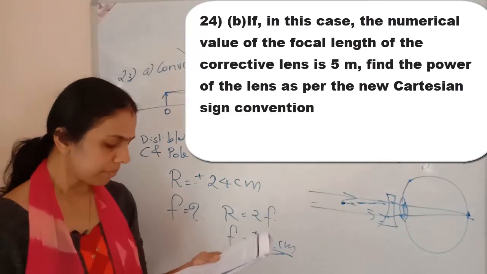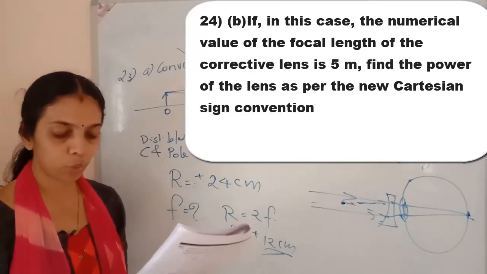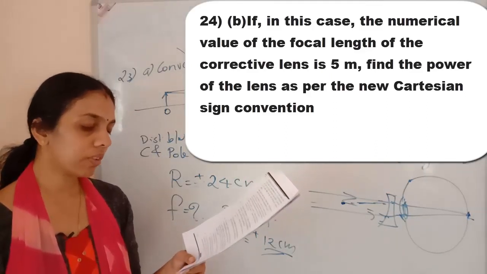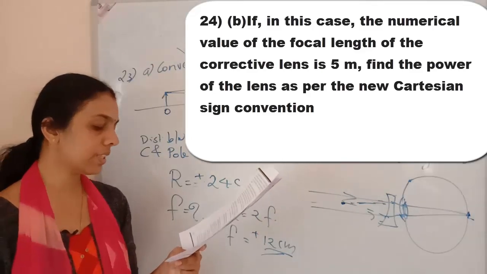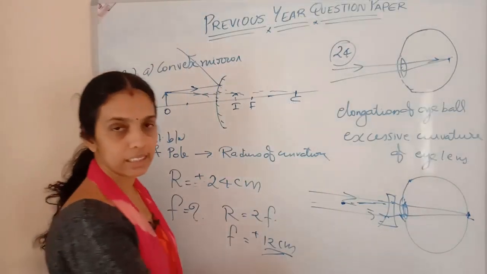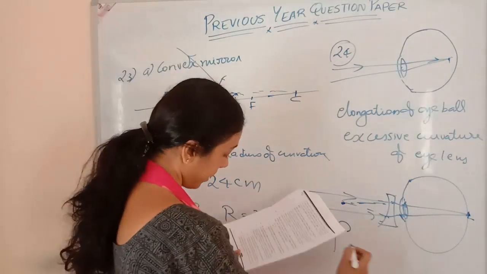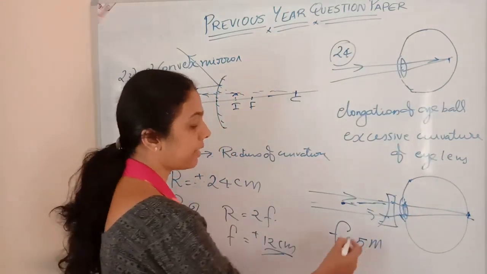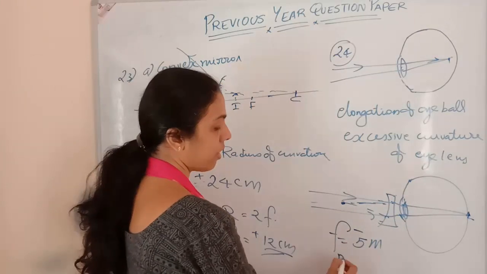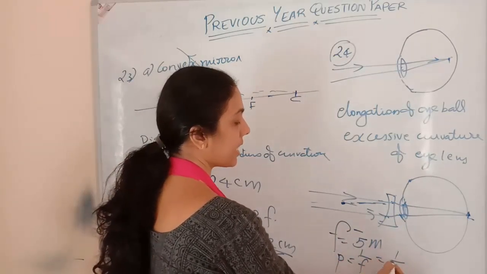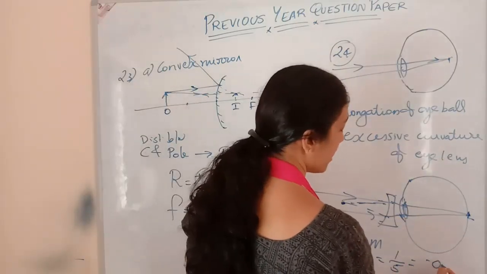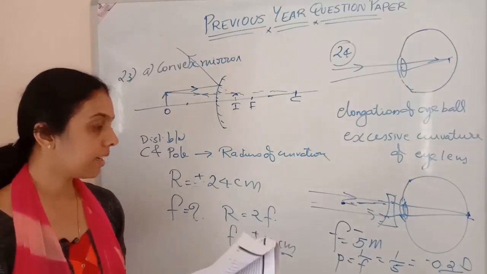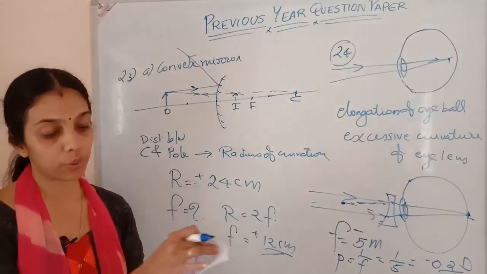Okay, clear? If in this case the numerical value of the focal length of the corrective lens is 5 meter, find the power of the lens as per the new Cartesian sign convention. For this corrective lens, the focal length is 5 meter, and since it is a concave lens, the focal length will be negative. P equals 1 by f, so 1 by 5, so it is minus 0.2 diopter. Okay, so this is the second part of this 24th question.